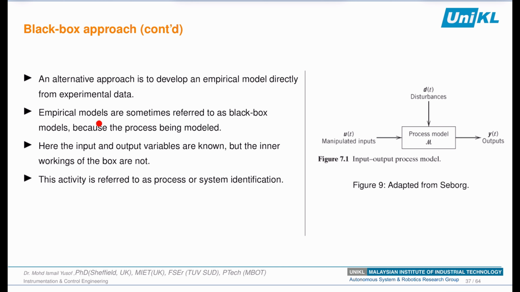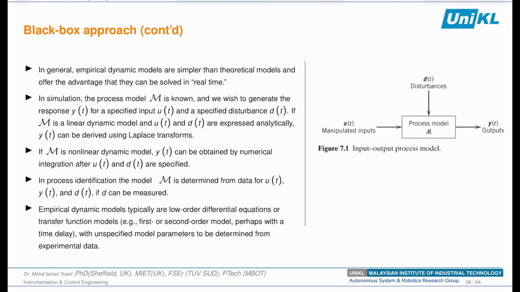Empirical models are sometimes referred to as black box models because of the process being modeled. Here, the input and the output variables are known, but the inner workings are not. This activity to identify the process model is called process or system identification. In general, empirical dynamic models are simpler than theoretical models, which basically correspond to extensive mathematical derivation. Empirical dynamic models offer several advantages, and they can be solved in real time.